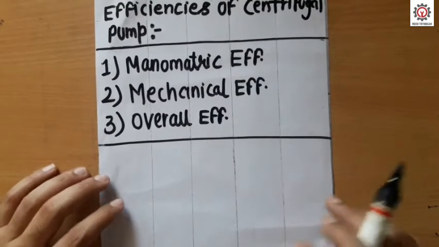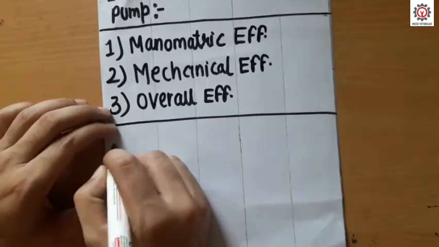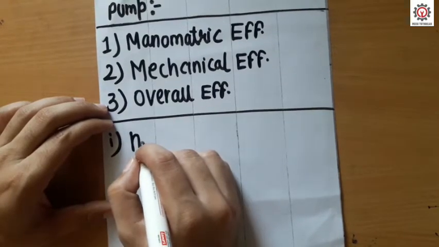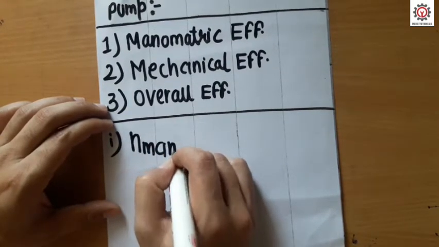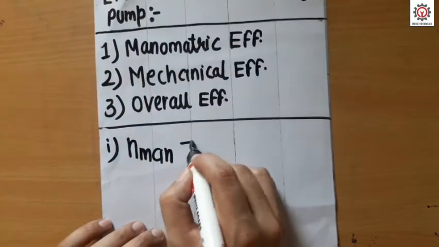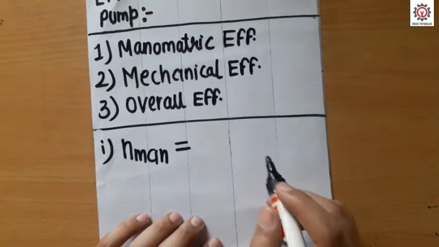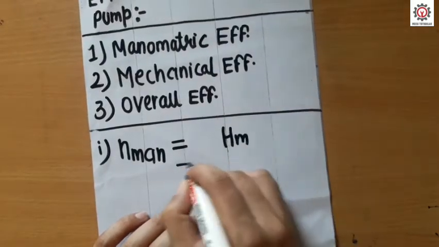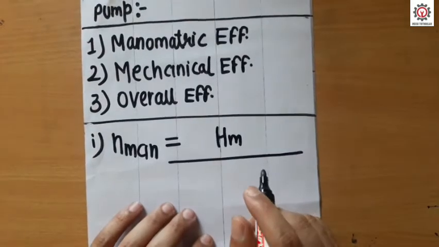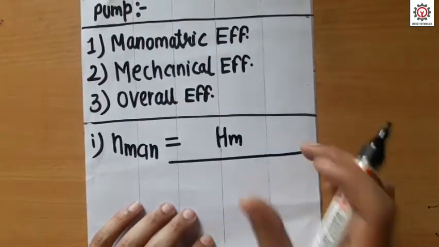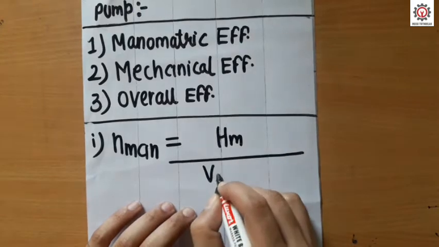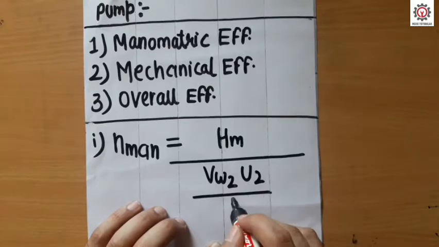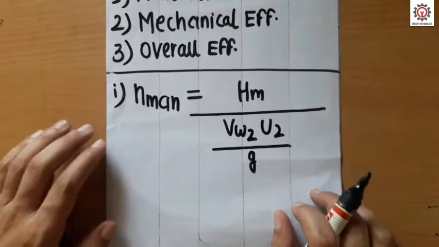object. First is manometric efficiency. Manometric efficiency is represented by eta man, and this is the ratio of the manometric head, meaning the head gained at the delivery pipe, represented by Hm, and the head imparted by the impeller on water. The head imparted by the impeller on water has the formula Vw2 U2 by g. This was seen in the previous lecture.